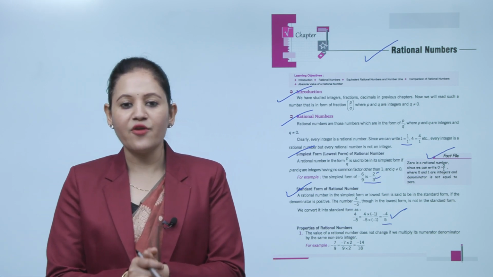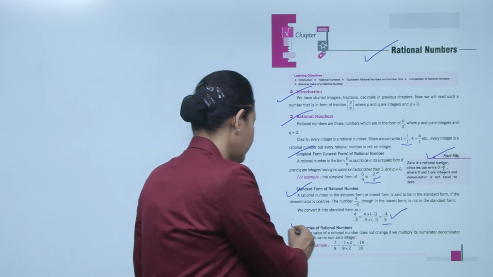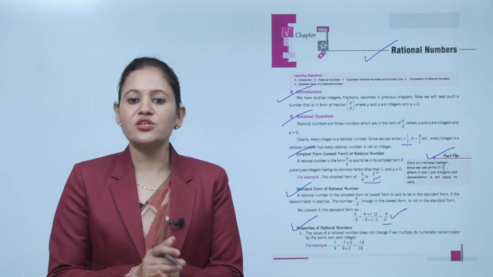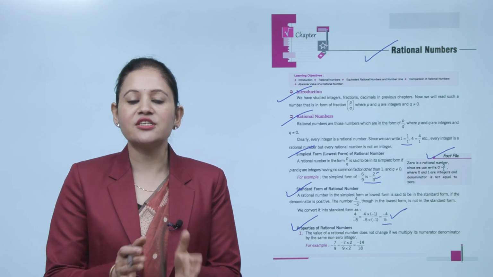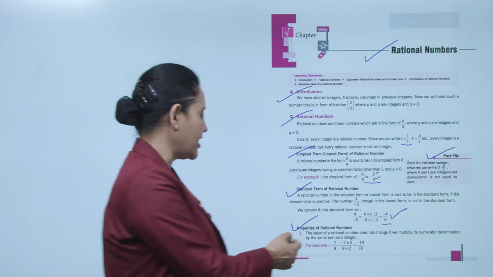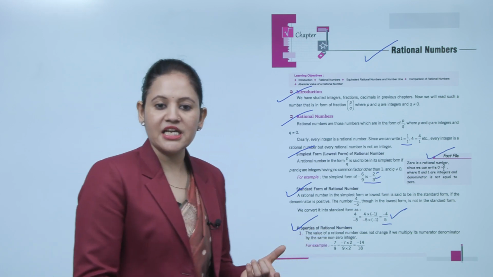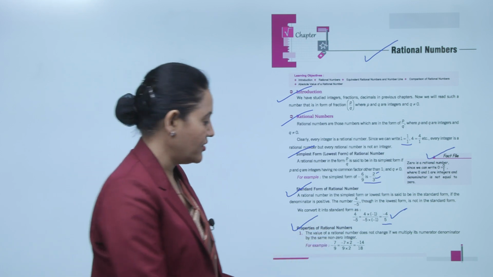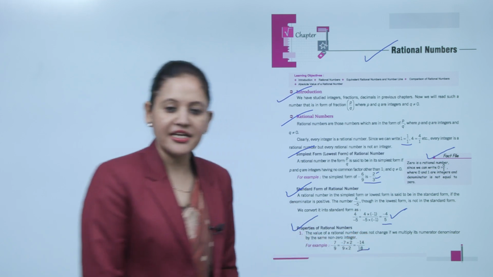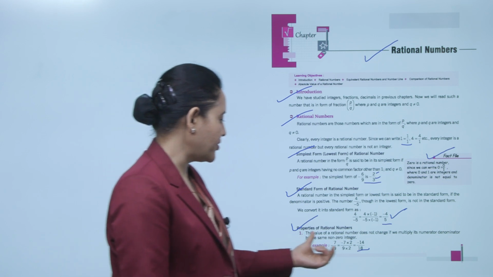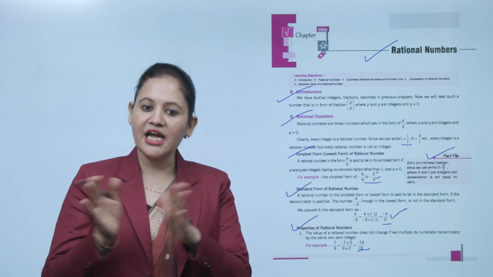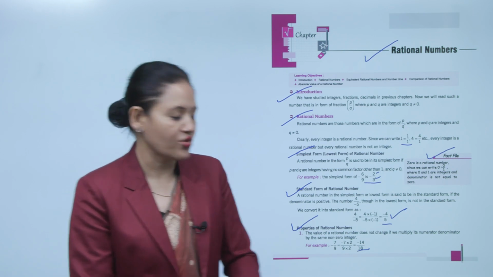Next is properties of rational numbers. The value of a rational number does not change if we multiply its numerator and denominator by the same non-zero integer, like minus 7 upon 9. If you multiply both numerator and denominator by 2, you get minus 14 upon 18. So that is equivalent to minus 7 upon 9.